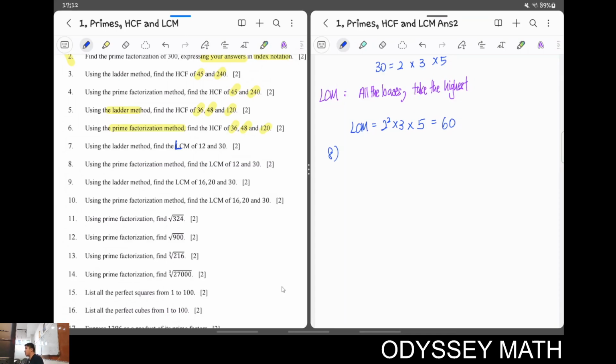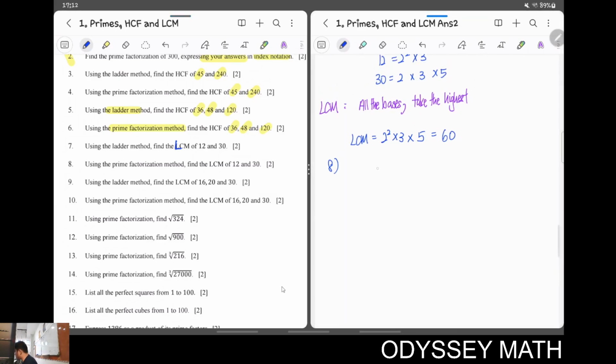So again, we are still finding the LCM and we go back to the ladder method again, but the only difference this time is we are going to find the LCM of 3 numbers instead. So we're going to do the ladder method here. We're going to put 16, 20, 30. Okay, I'm going to put a ladder here. Then after that, can 16 be divided by 2 nicely? Yes. So it's 8. Can 20 be divided by 2 nicely? Yes. So it's 10. And can 30 be divided by 2 nicely? Yes. So that's 15.